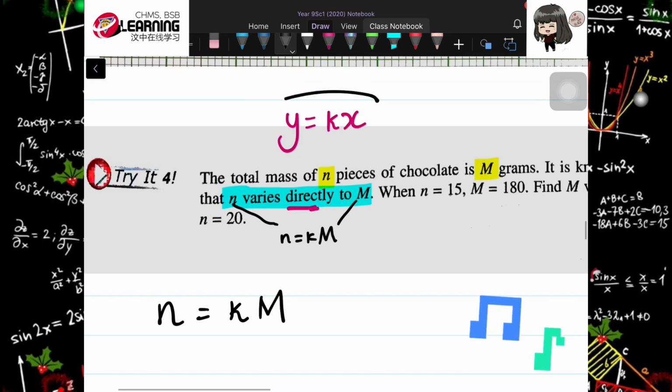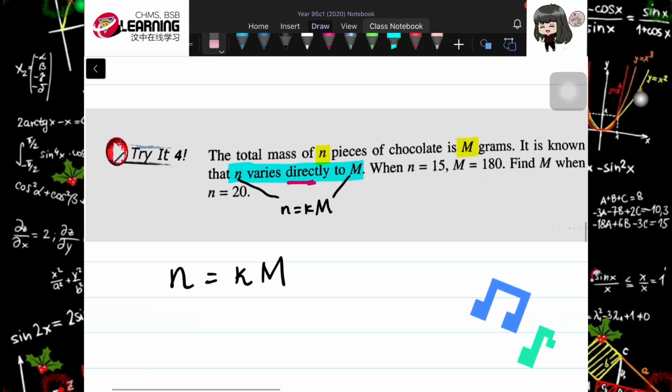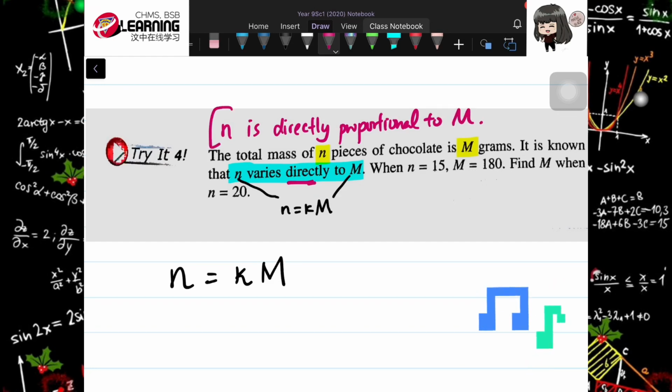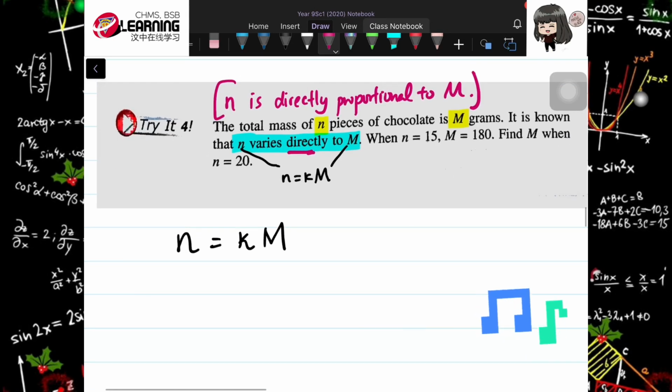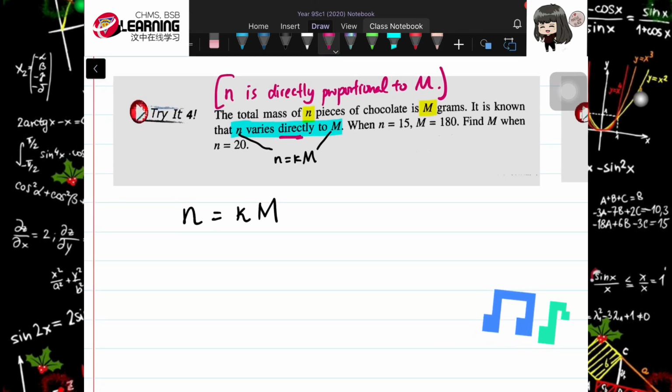Okay, so this one we can say that y varies directly to x, or in other words, they can say that n is directly proportional to m. It's the same meaning. Okay, so we form an equation which is n equals km. So first we need to find the constant.